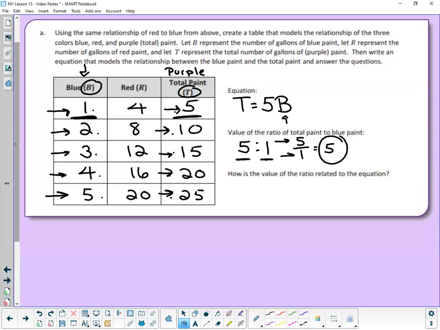Look where we used the 5. There's the value of the ratio right there. So there's the 5, there's the value of the ratio. So I've answered this last part right there. I've answered that by saying the value of the ratio is used as a coefficient, the number we're multiplying the number of gallons of blue paint by.